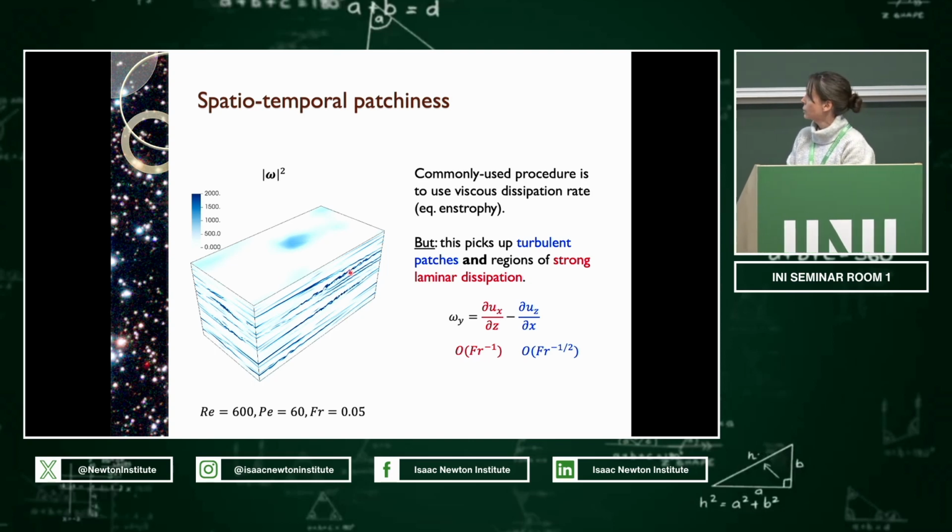And if you actually compute the different components of the vorticity, and you look at them in the light of this asymptotic analysis, it turns out it's not surprising. For example, the y component of the vorticity is du_x/dz minus du_z/dx. And while this one is of order 1 over Froude, because this is just the aspect ratio alpha, this one is going to be Froude to the minus a half.